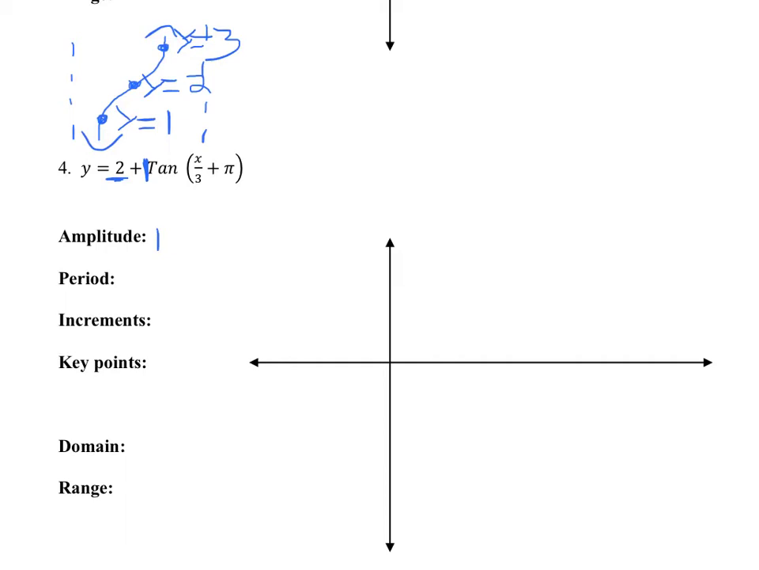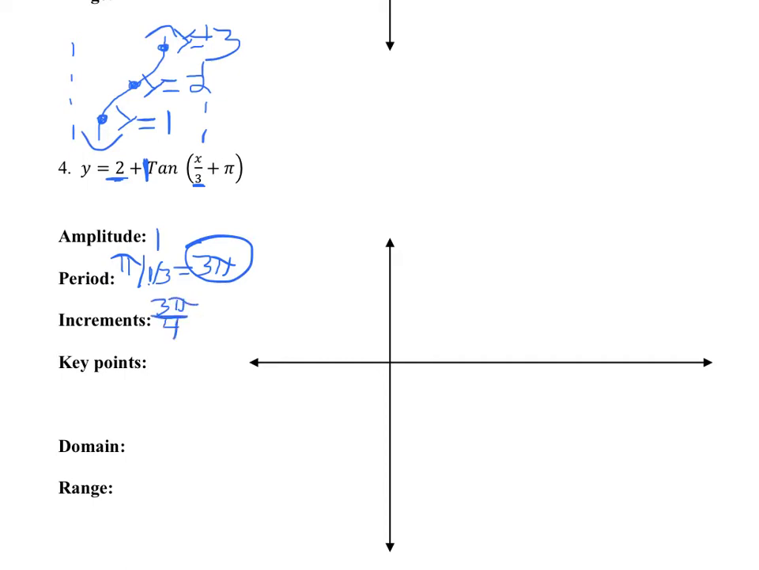Okay, the period. The period's going to be pi, and then this is the b value. It's not 3. Since it's in the bottom, it's 1/3. So if you divide by 1/3, it's the same as multiplying it by 3. So the period is 3 pi. So the increments then is just going to be 3 pi divided by 4.